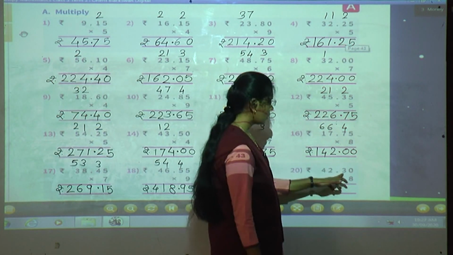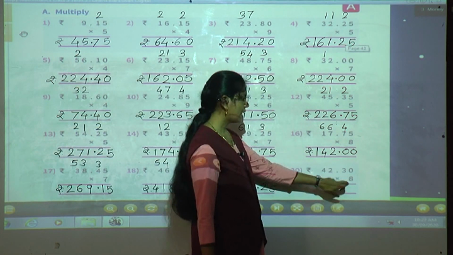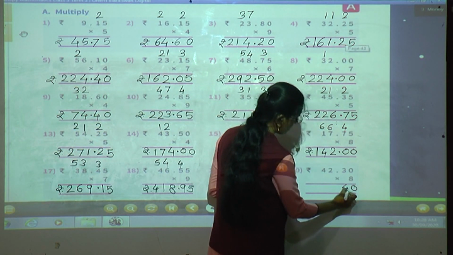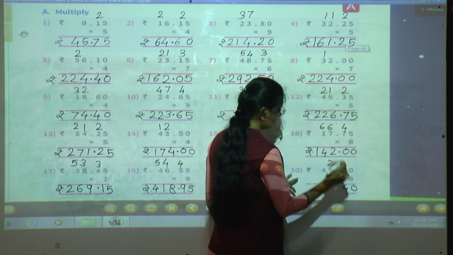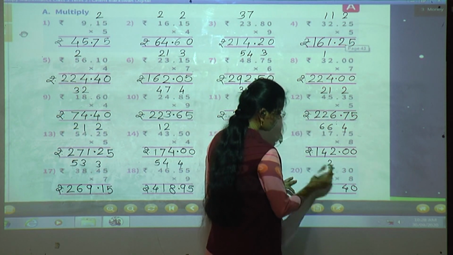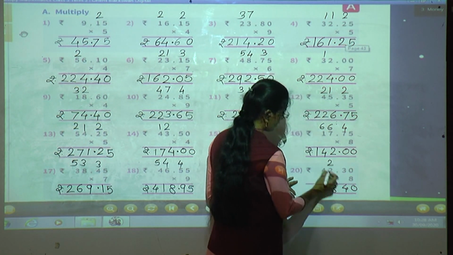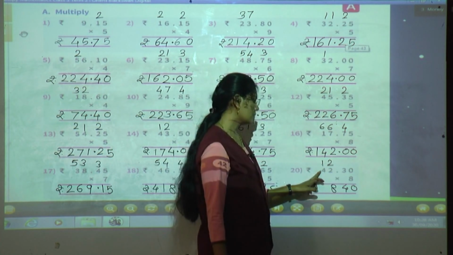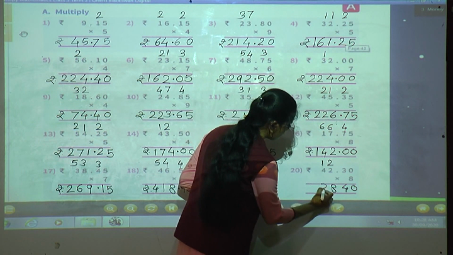Now one more example we will take, that is number 20. Rupees 42.30 into 8. 8 into 0, 0. Then 8 3s are 24. So write here 4 and 2 as a carry. Then 8 2s are 16 plus 2, 18. So write here 8 and 1 carry.